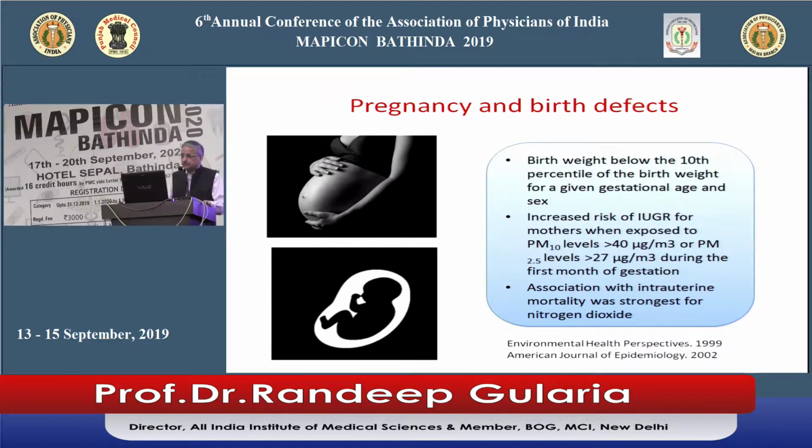If you look at pregnancy and birth defects, there is a lot of data now, especially from a group from Chennai, which shows that low birth weight, below the 10th percentile of birth weight for a given gestational age and sex, occurs. There is increased risk of intrauterine growth retardation for mothers exposed to PM10 levels of more than 40 or PM2.5 levels of more than 27 micrograms per cubic meter. Remember when I showed you the initial data, in India the exposure is almost 100. So our pregnant women are living in an area where exposure is almost 3 times what has been shown to be risky for them.